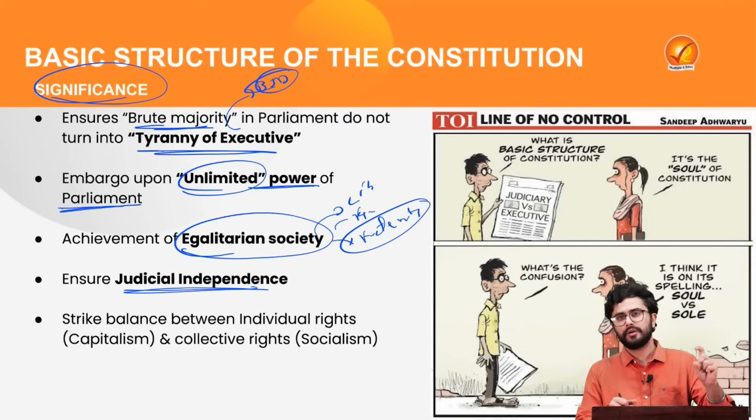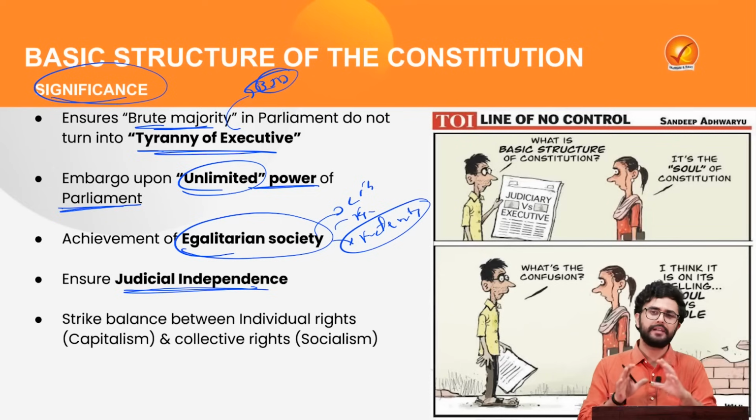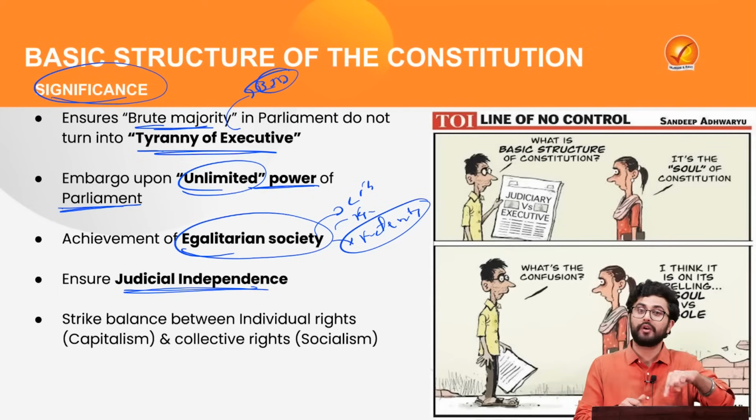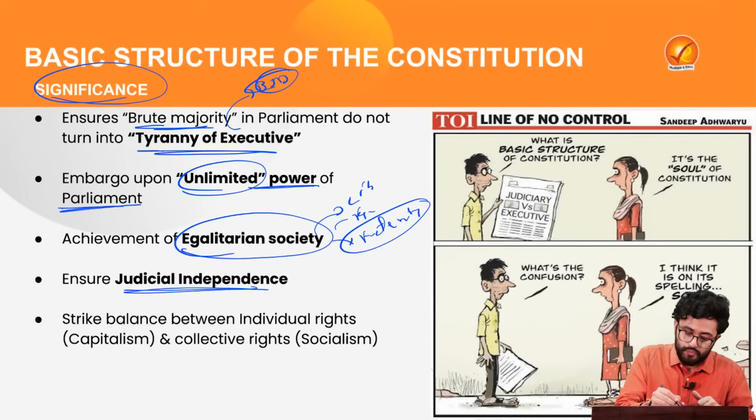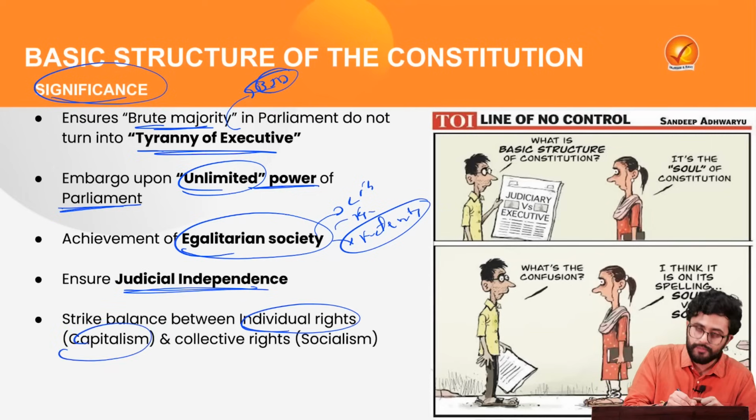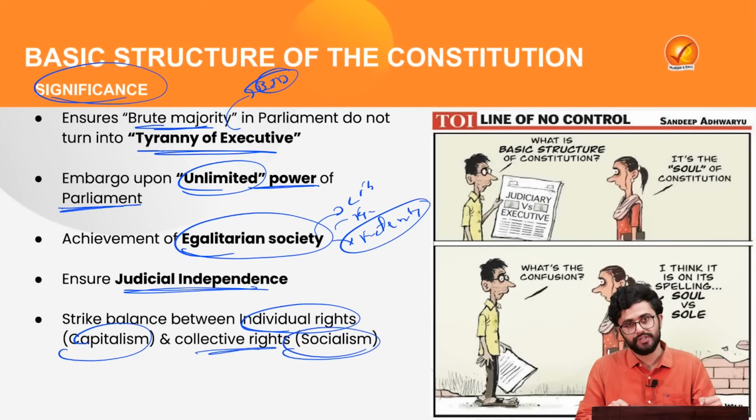Because let's say that tomorrow comes a government with absolute majority and it says that from now onwards there is no need for elections to take place, and it amends the constitutional provisions which provide for free and fair elections as an essential principle of democracy. Then we can simply convert from democracy to dictatorship overnight. However, that will not happen because free and fair election forms part of the basic structure doctrine. Then it also strikes the balance between the individual rights originating from the principle of capitalism and the collective rights under the principle of socialism.